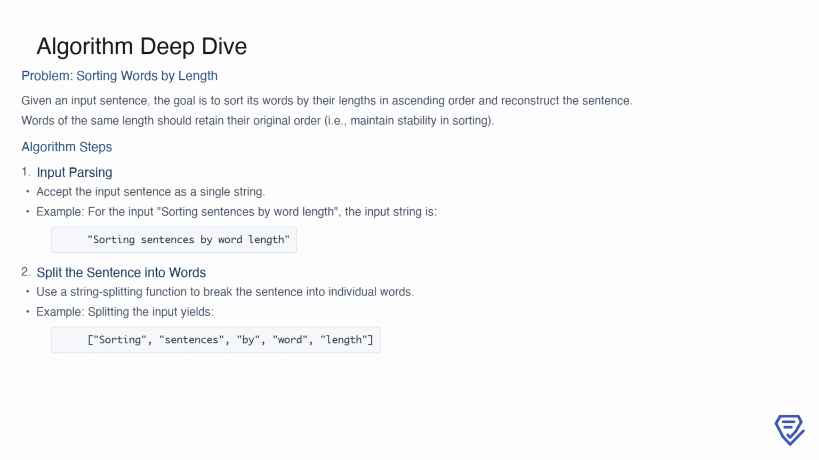To achieve this, we start by accepting the input sentence as a string. For example, the input "sorting sentences by word length" is treated as a single string. The next step is to break this sentence into individual words using a string splitting function. This creates a list of words, such as "sorting", "sentences", "by", "word", "length". Splitting the sentence into words is essential because it allows us to treat each word as a separate element, which is critical for sorting them effectively later on.